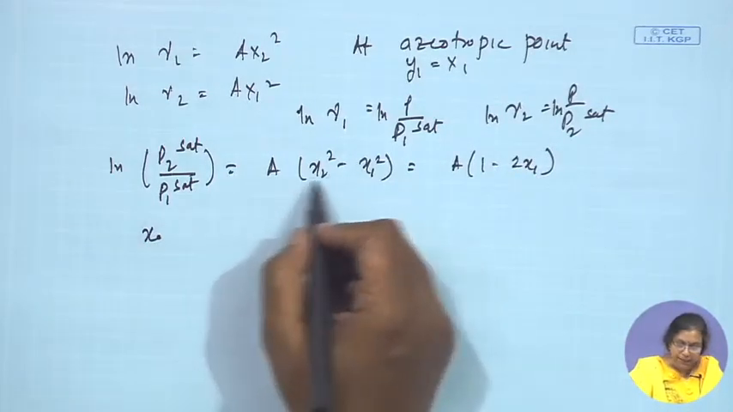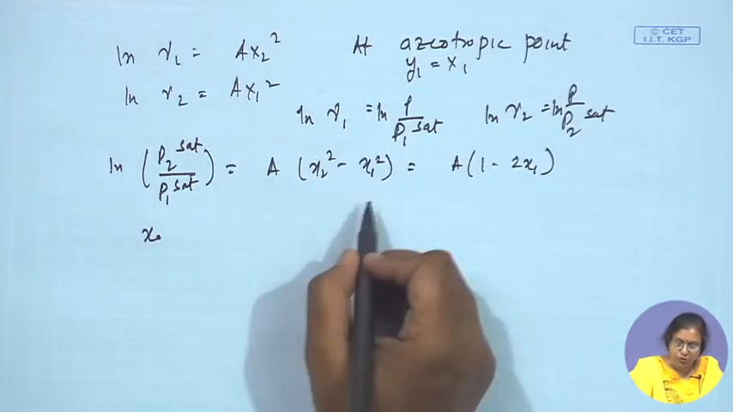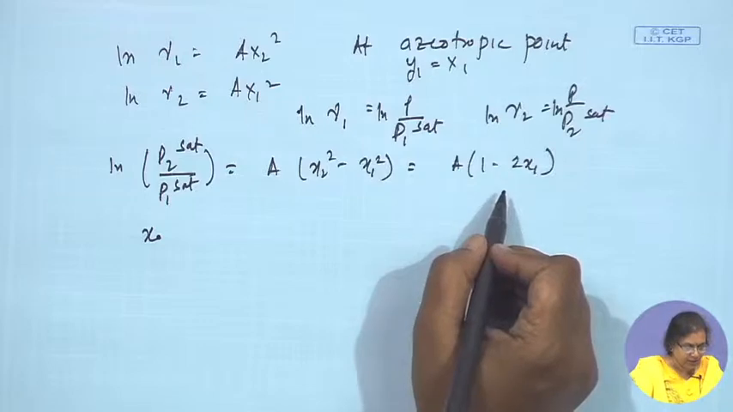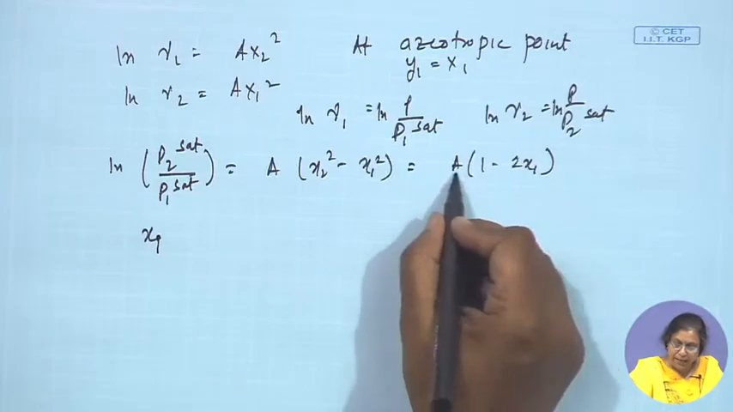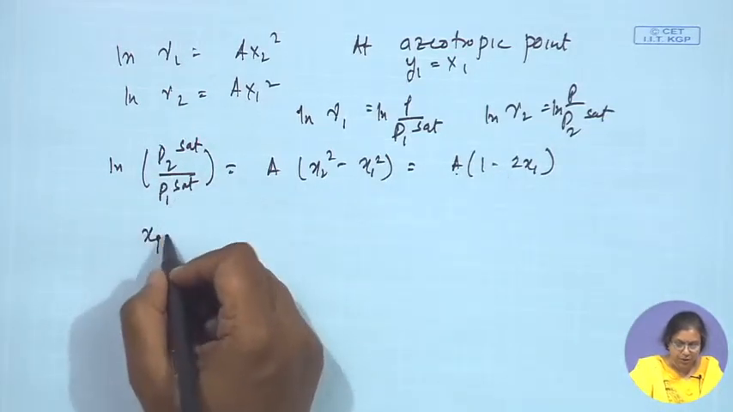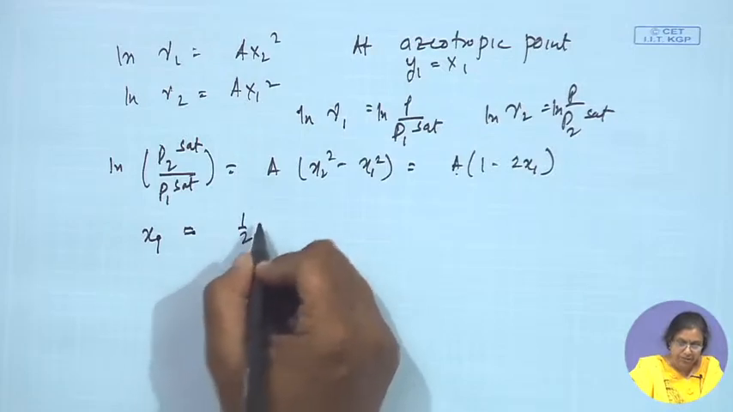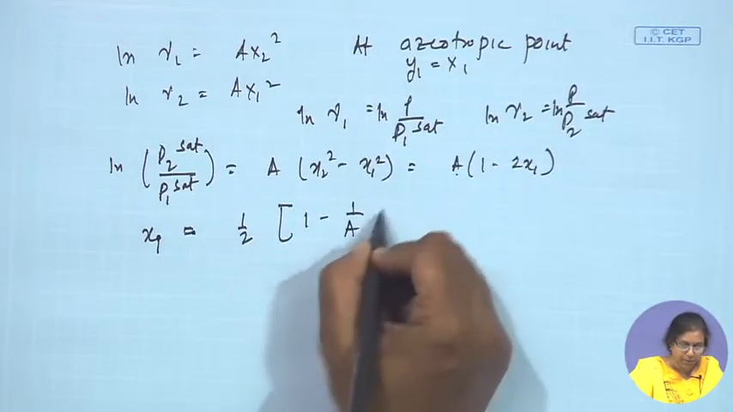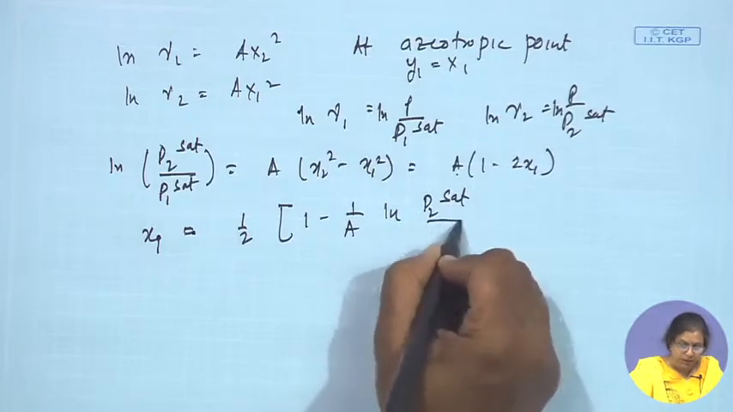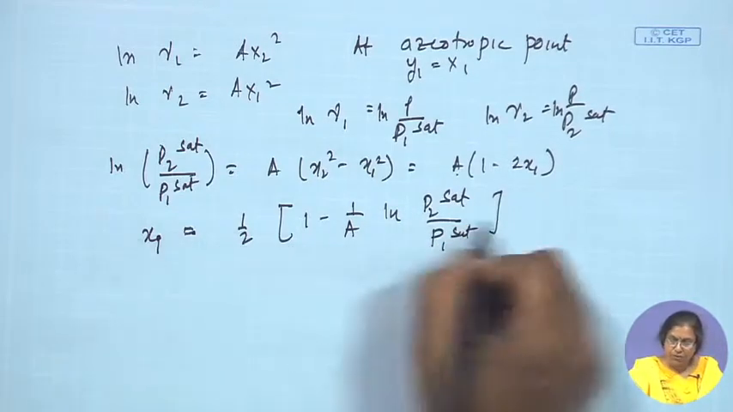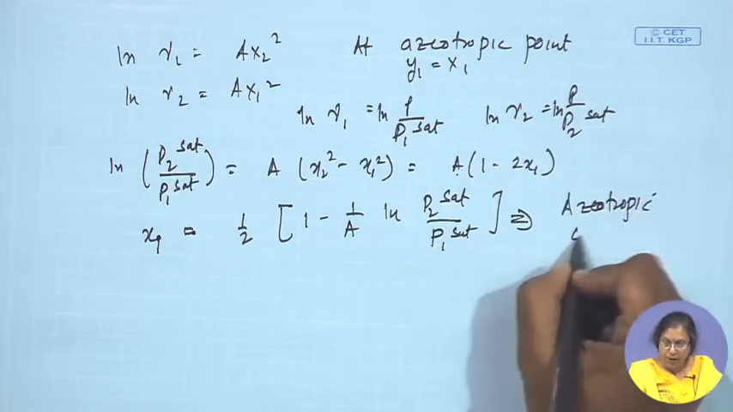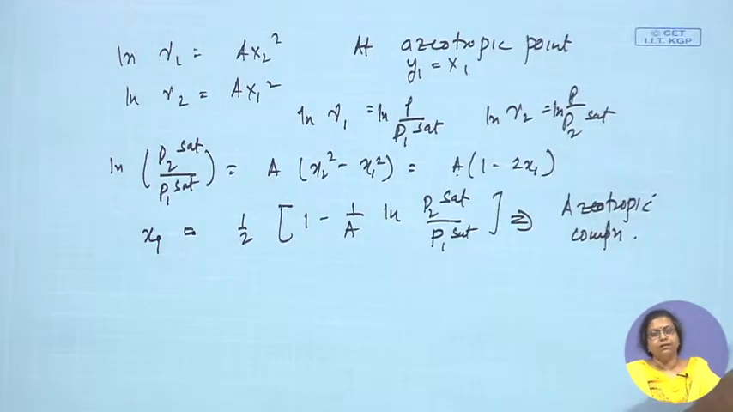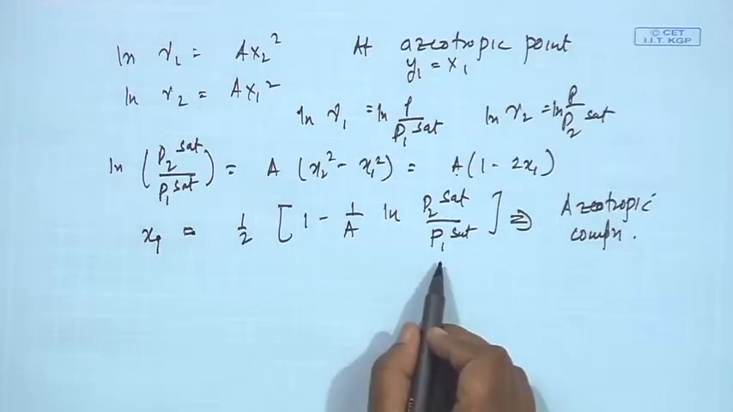Therefore, we find that the condition of the azeotrope should be related to this particular condition, where a into (1 minus 2x1) equals this. From there you can find x1, which is half into (1 minus 1 by a ln P2 saturated by P1 saturated). So, this is the composition where the azeotrope forms. This is the liquid phase composition of component 1 where the azeotrope forms.